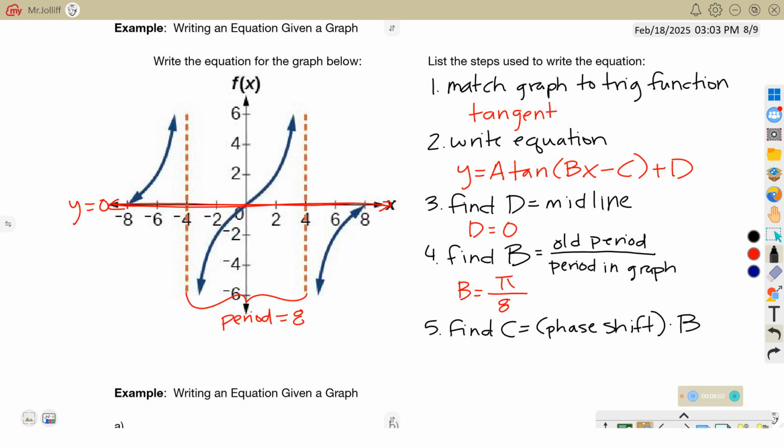Now I need to figure out what my phase shift is. So I know C is going to be something times pi over 8. We're going to pick an easily identifiable point on that curve. If it were sine, I know sine starts with a 0 on the y-axis. I would look at where that 0 is actually sitting. Tangent, a lot like sine, starts with its 0 on the y-axis. This graph also has its 0 on the y-axis. If that intercept is in the right spot, we haven't shifted side to side.